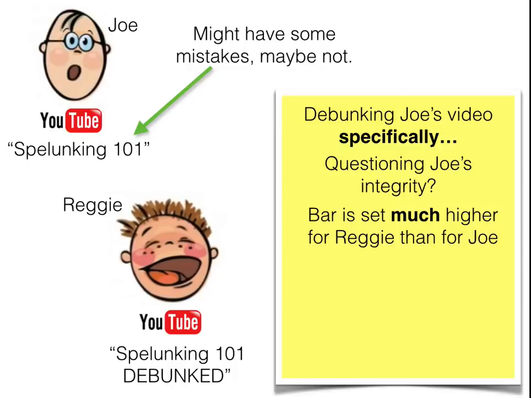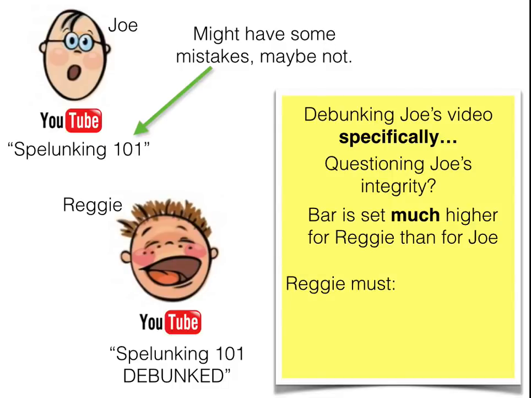So the bar is set much higher for Reggie than for Joe. Remember, Joe might have made a mistake in his video, but Reggie is essentially calling Joe out. So if Reggie makes a mistake, I mean, he's basically calling Joe a liar, but Joe might have been telling the truth, right? The bar is set much higher for Reggie than Joe.